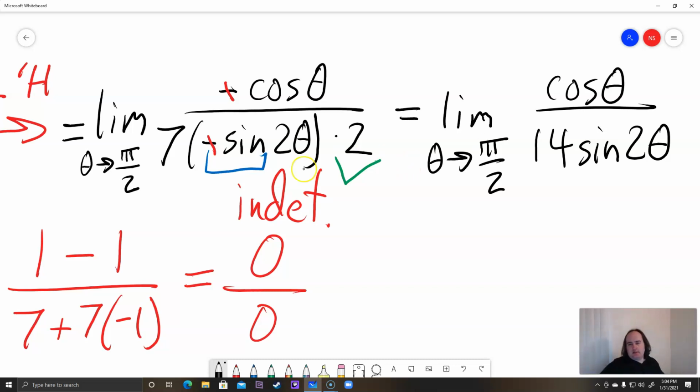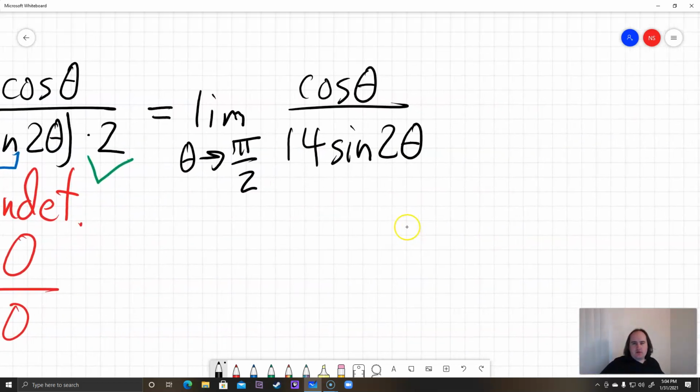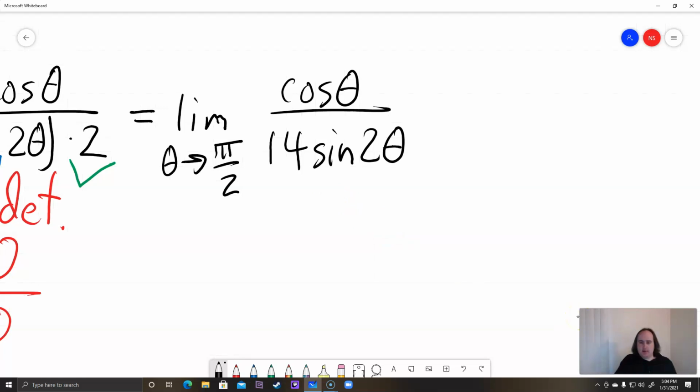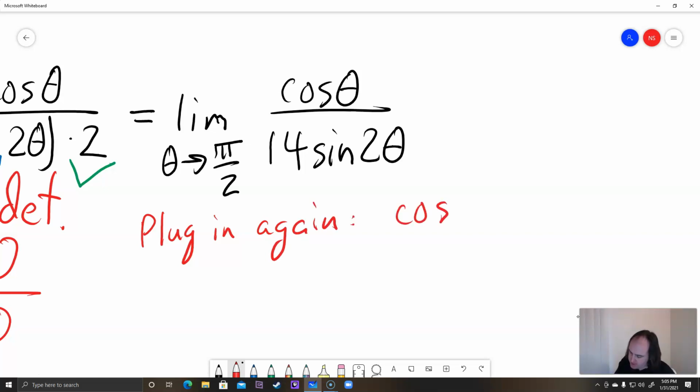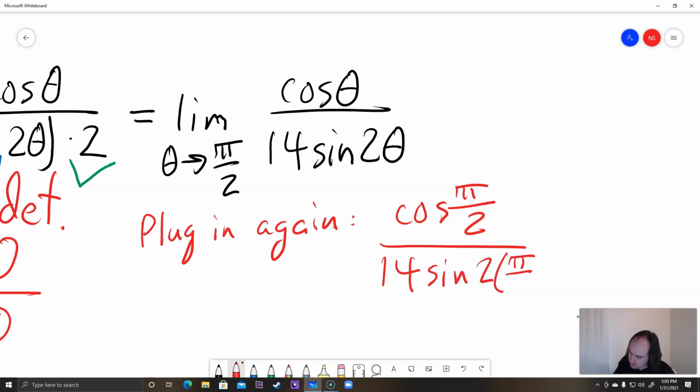And this is still as theta goes to pi over 2. So what we're going to do is plug in pi over 2 again and see if we get indeterminate again. So plugging in again, on the top we're going to have cosine of pi over 2. And then on the bottom, we're going to have 14 times sine of 2 times pi over 2. So the 2's are going to cancel down there, and we're actually going to have sine of pi in the denominator.